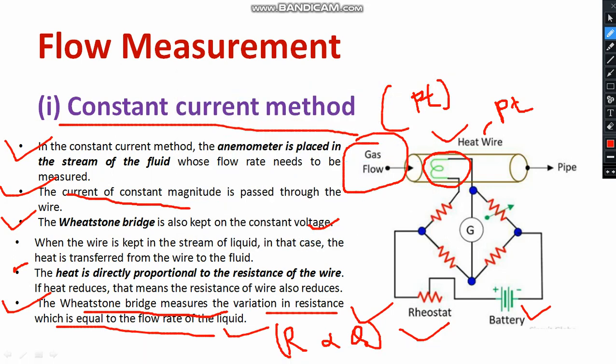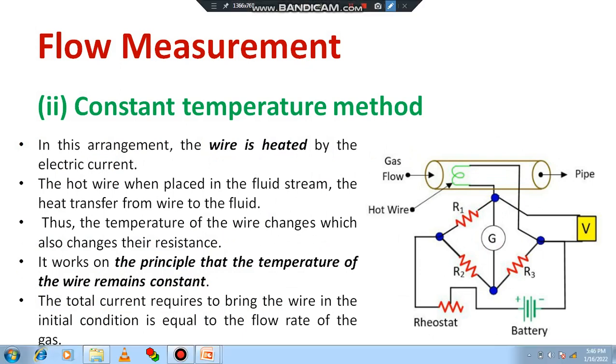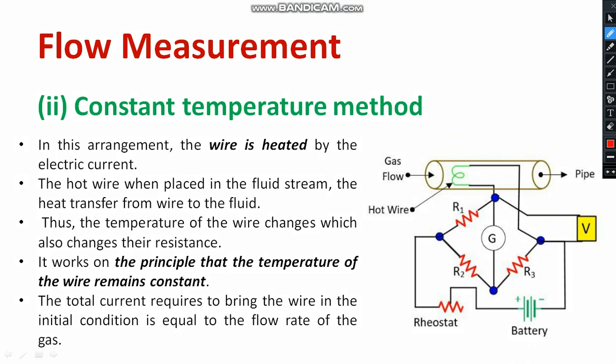Now I will discuss the constant temperature method, so I will move on to the next part. According to the constant temperature method, look at the circuit diagram. Here one of the arms is occupied with the platinum wire. Here the temperature of the wire is kept constant. But when the gas or fluid flow takes place, the temperature obviously comes down. So with the help of the voltmeter, you provide a suitable supply such that the temperature of the platinum wire is maintained constant.